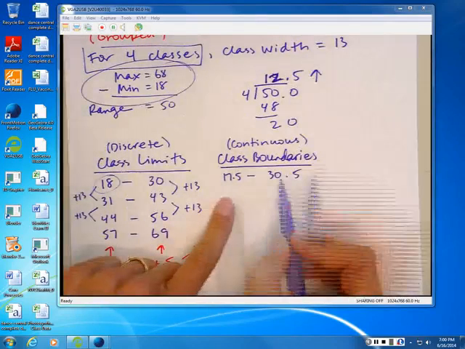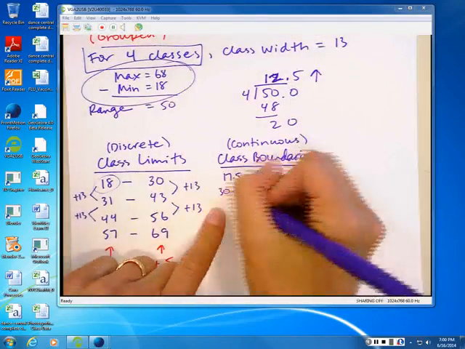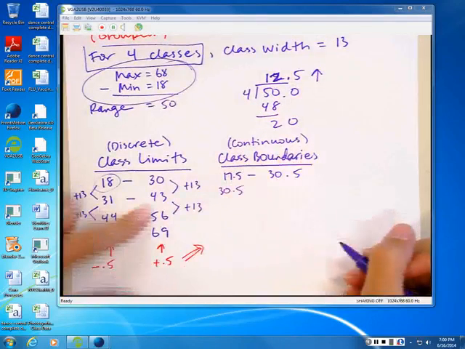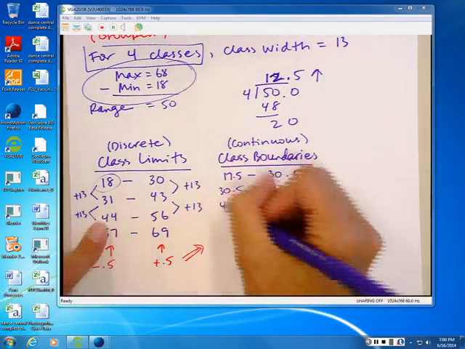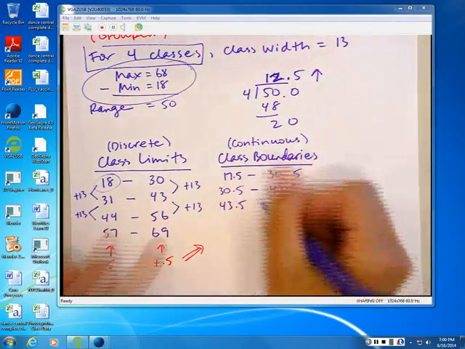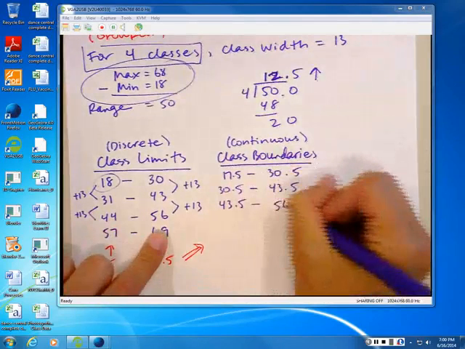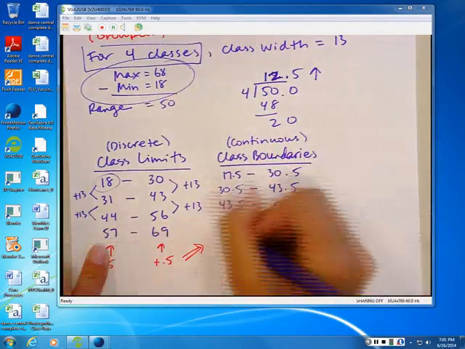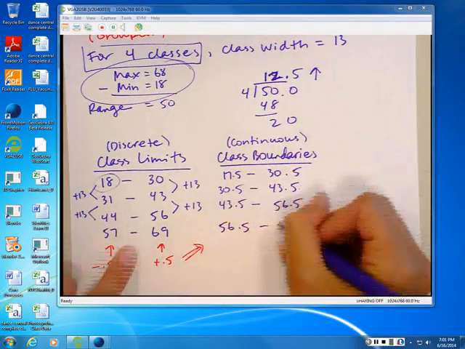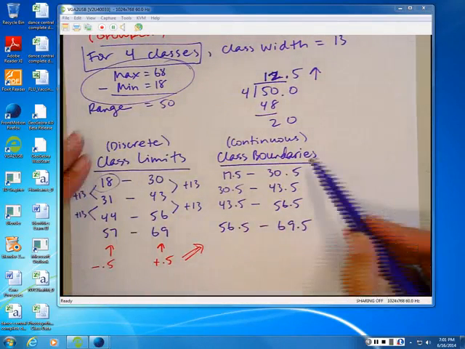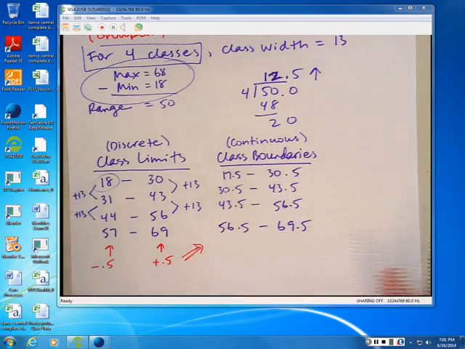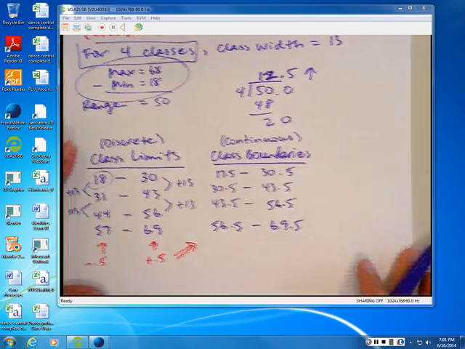These are going to match now. 30.5 butts up against 30.5. 43 becomes 43.5, and I'm going to repeat 43.5 again. 56 becomes 56.5. And then 56.5 to 69 becomes 69.5. Okay, so I've got my class limits, and you can see how I've expressed those as a discrete variable. The class boundaries, I bumped them out, so I've expressed those as a continuous variable.